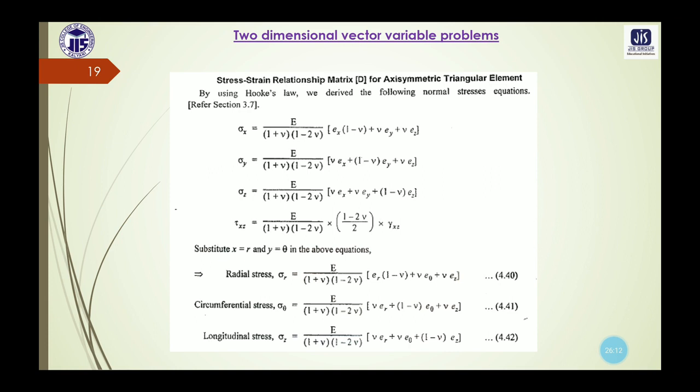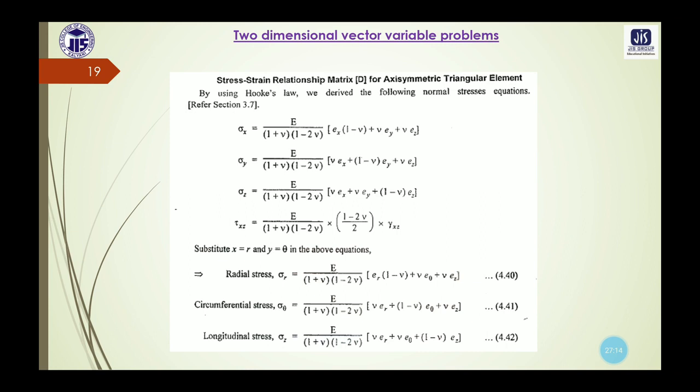Next, we have the stress-strain relationship matrix D for the axisymmetric triangular element. All of you have studied the concept of stress, strain and Hooke's law in an earlier semester when we studied the strength of materials. By using Hooke's law, we derived the following normal stress equations, which are sigma x, sigma y, sigma z and tau xz. Now if we substitute x equals r and y equals theta in the above equations, the radial stress sigma r equals E, that is the Young's modulus, divided by 1 plus nu into 1 minus 2 nu, multiplied by nu times E_r into 1 minus nu plus nu E theta plus nu E z. This is equation 4.40.